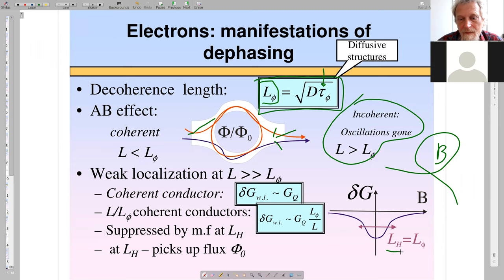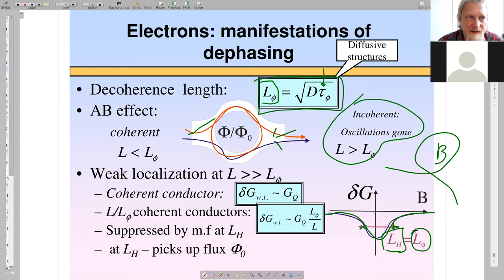And that eventually can be seen experimentally if one measures this small weak localization correction as a function of magnetic field. The width of the peak or dip in the correction defines dephasing. If the magnetic field is of the order of this width, the magnetic field dependent length is of the order of the decoherence length. Fine, those are again manifestations of how to see dissipation or dephasing in an experiment.